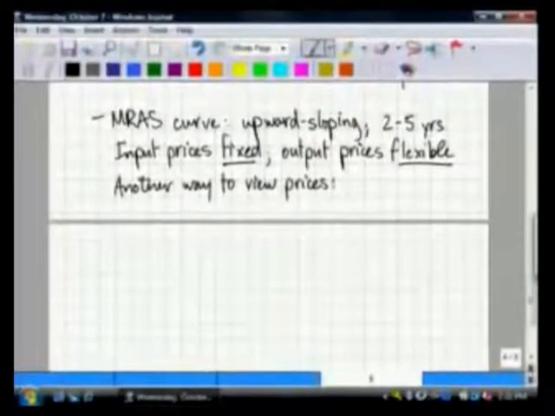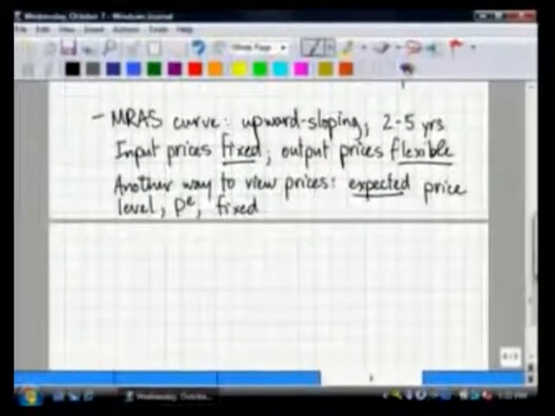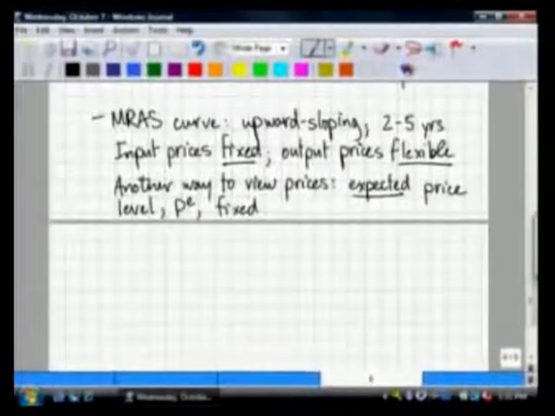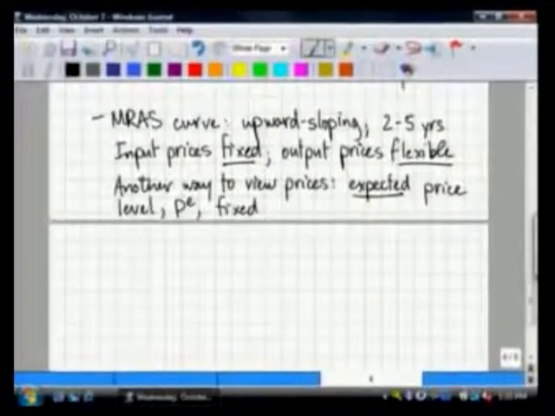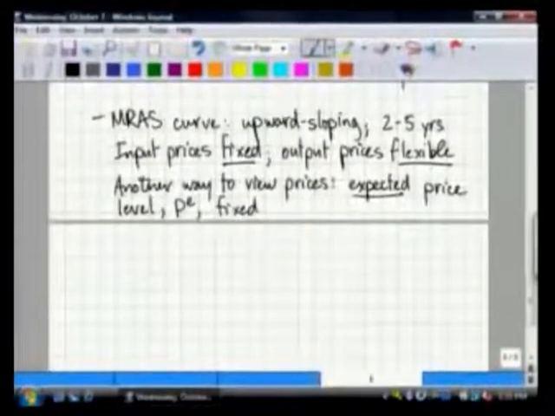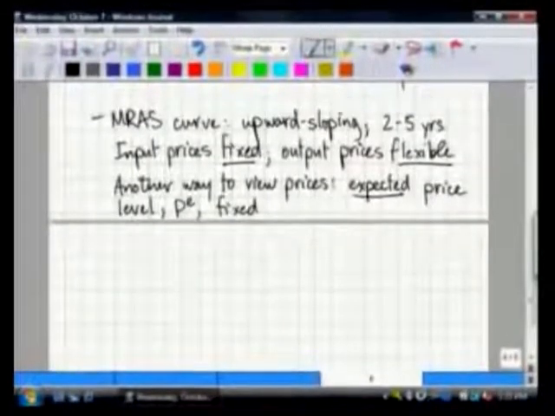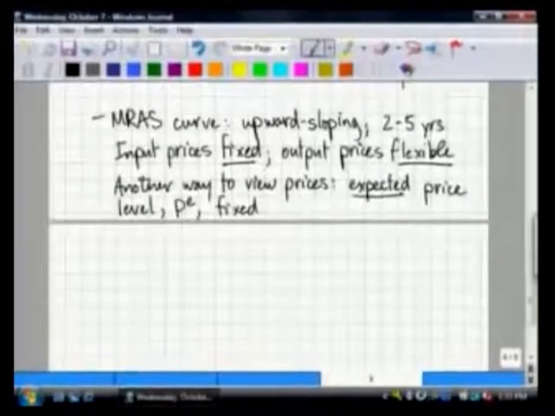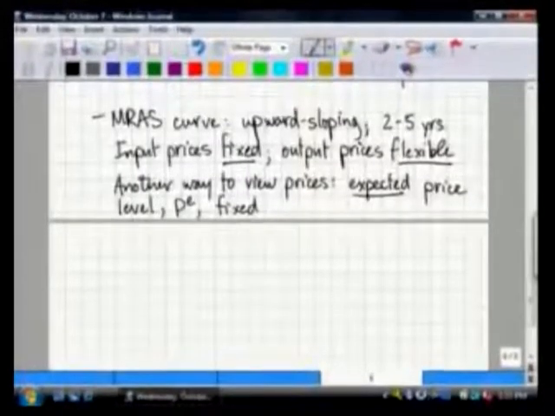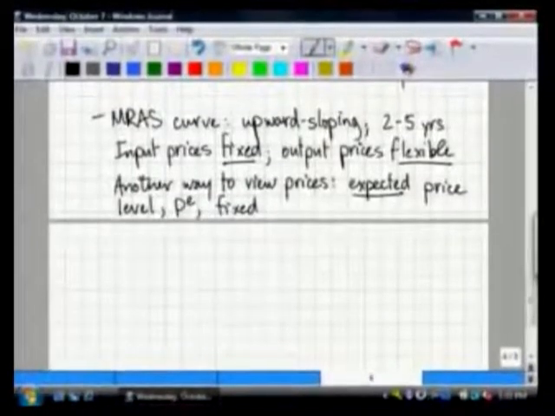Another way I wanted to make sure we bring up to view prices in their relationship to the medium run aggregate supply curve is that the expected price level is fixed. The reason we can say that is because people make their price level expectations based in large part off of the incomes they experience from participating in the input markets. So a lot of people will base their wage demands off of the expected price level and vice versa. The actual output prices are flexible and may vary, so we can have actual prices deviating from expected prices, which is perfectly fine. But we think there's a connection between input prices and expected prices.